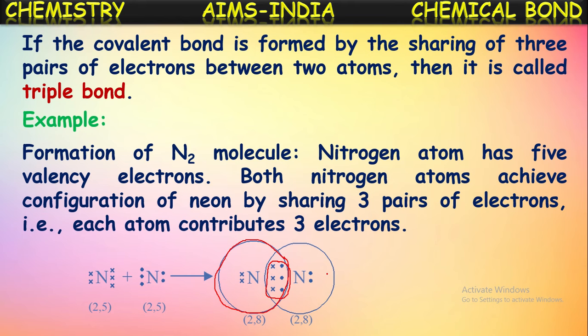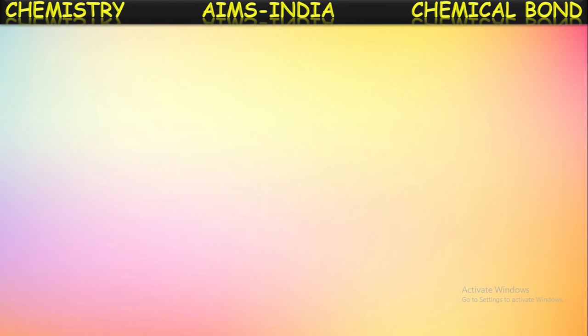By this, between these two nitrogen atoms, three covalent bonds are formed, but they cannot be counted separately as three covalent bonds. Altogether, they are said to be a triple bond. The nitrogen molecule has a triple bond between the two nitrogen atoms, formed by sharing of three pairs of electrons mutually between them. This nitrogen molecule can also be represented like this: three lines between two nitrogen atom symbols represent a triple bond between the nitrogen atoms.